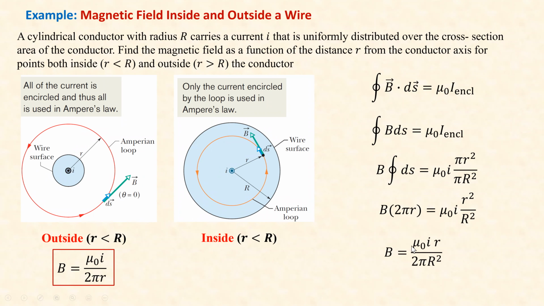And you see one of the r's cancels. You can write it like this: mu naught I r divided by 2 pi R squared, because one of the r's canceled. All right, and then you can write this as mu naught I over 2 pi R times r over R.